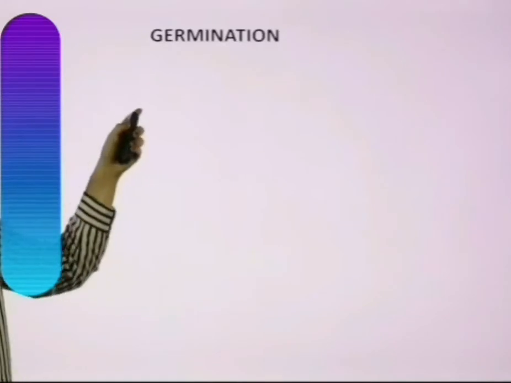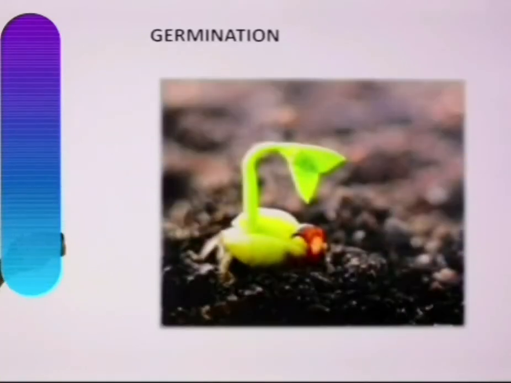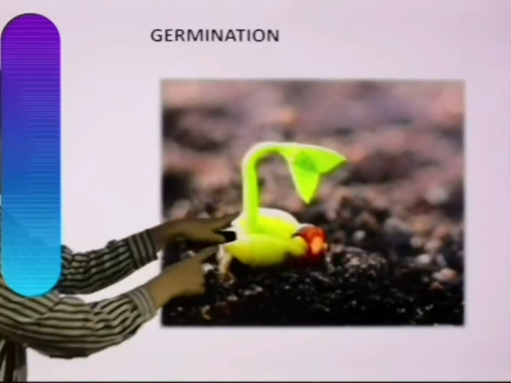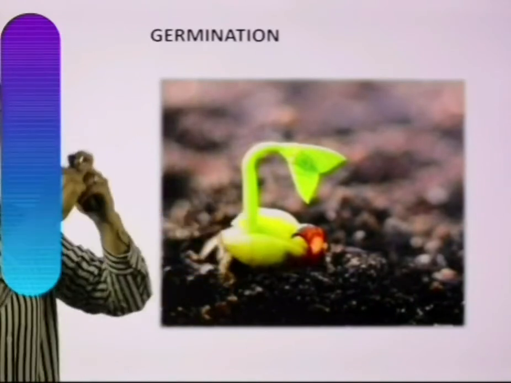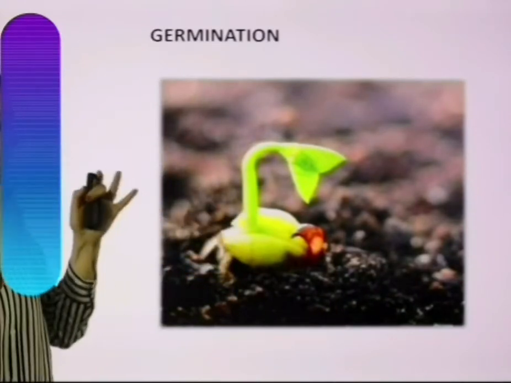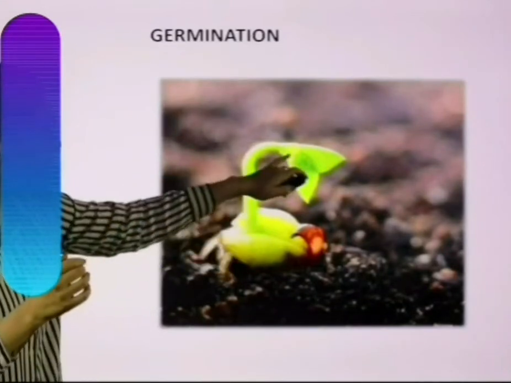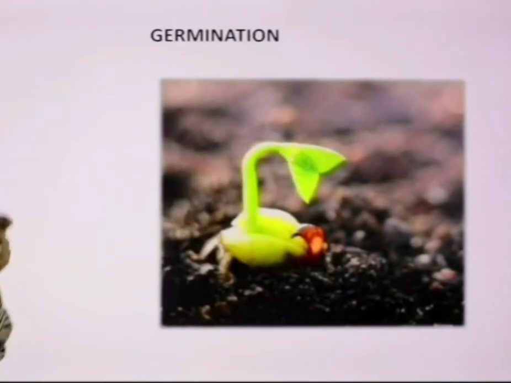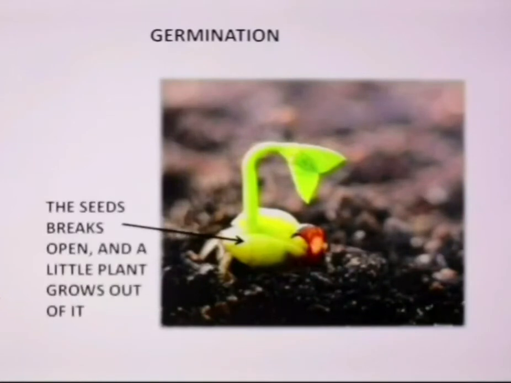This is a picture of germination. Let's see what's the meaning of germination. As you can see here, this is the seed. It breaks open as if you're unbuckling your coat. It's opening, and there's a tiny seedling growing out of it, or a tiny plant coming out of it. So the seed breaks open, and a little plant grows out of it.